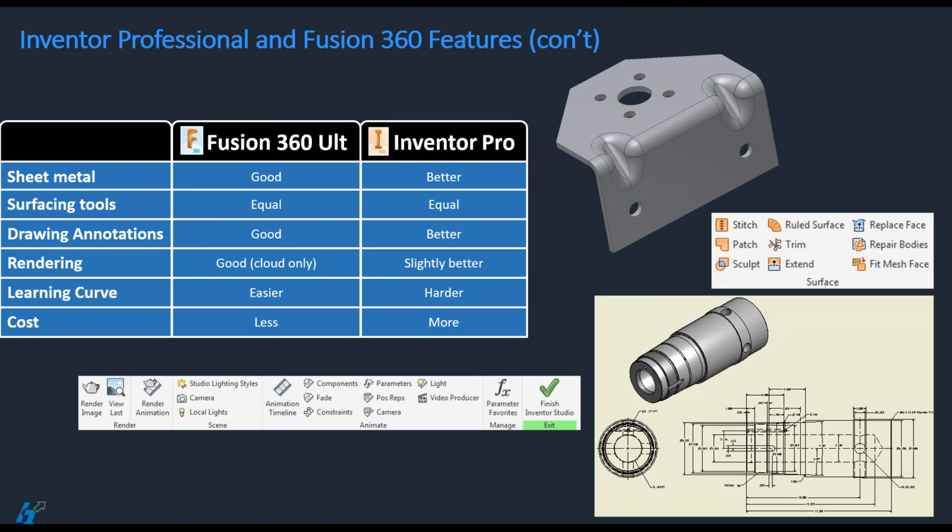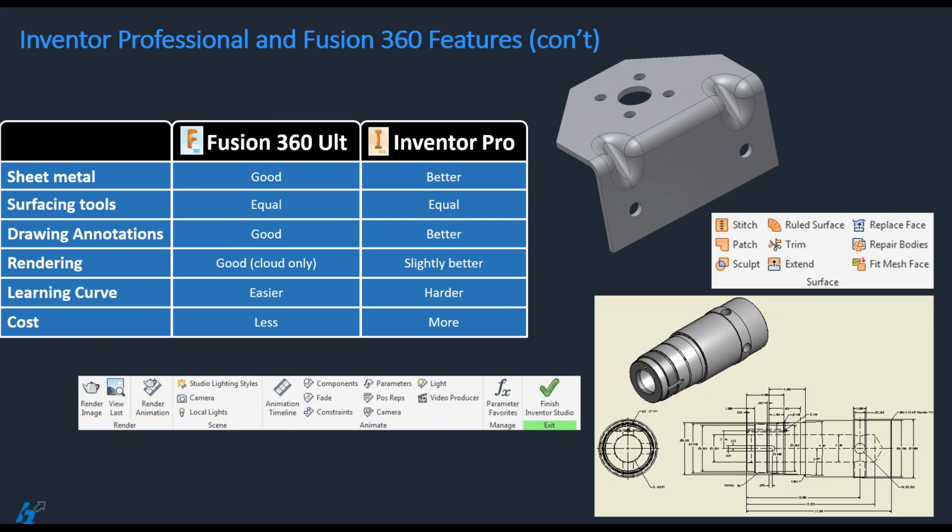So here's some more features we can compare. I think the sheet metal environment is better in Inventor because there are a few more tools and commands. Also, Inventor has a clear advantage in drawing annotations, styles, and the entire drawing environment as a whole is just superior. Rendering in Inventor is built in with Inventor Studio, and again has a few more tools than Fusion 360. Whereas Fusion 360 would be using Autodesk Cloud Rendering Service with those cloud credits again.